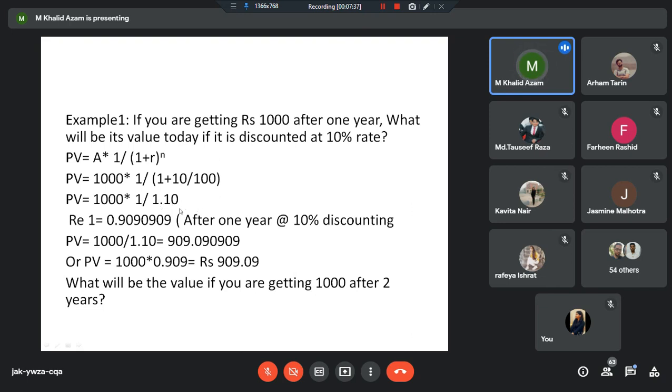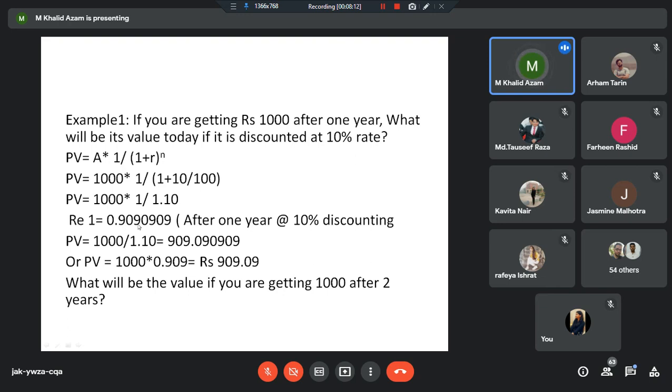So for the first one, 1 divided by 1.10, this value is coming. The rupee 1 value which I have mentioned here, I will be using with this 1000 later. 1 divided by 1.10, its value is 0.909009. I have written it here, but we are not using all of it. We will be using only up to 3 digits.